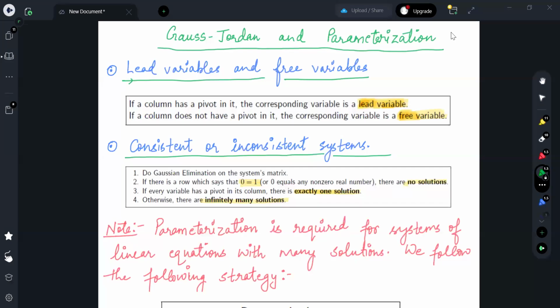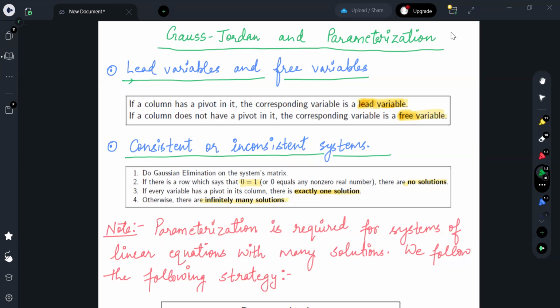Hello all. So in this video, we'll learn about Gauss-Jordan with parameterization. In the last example, we learned about the technique called Gauss-Jordan for reducing a matrix to find the solution of a system of linear equations.